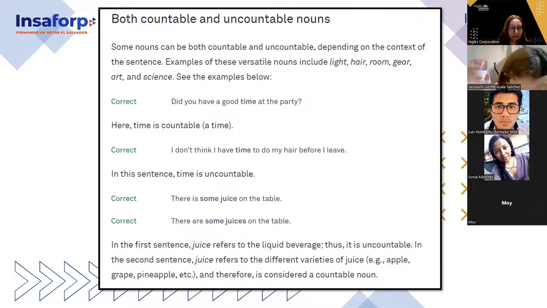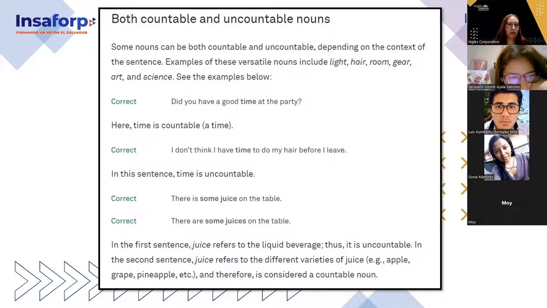Okay, thank you. Right, pero lo leyeron muy bien todos. Okay, tenemos la categoría countable nouns, uncountable nouns, y la categoría de los que pueden hacer las dos funciones dependiendo del contexto. Both countable and uncountable, right? Y nos dice, hay algunos nouns que pueden ser las dos cosas. Vuelvo y repito, dependiendo del contexto de la oración en que nos encontremos, right? Hay algunos que son más versátiles.